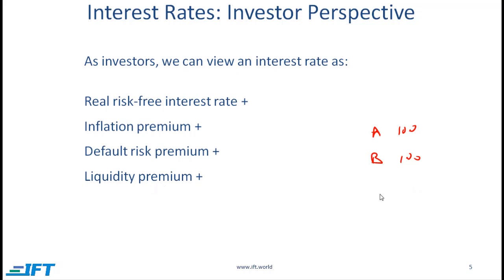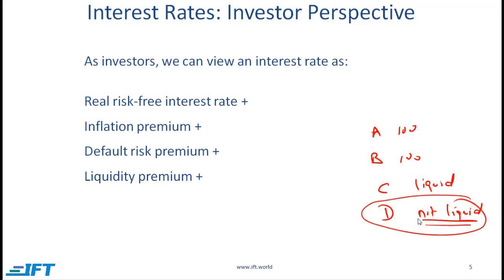Here again, think of two investments, C and D, which are similar in all regards. The only difference is that investment C is liquid, extremely liquid, whereas investment D is not that liquid. Clearly, as an investor, we will demand a higher return on D because it is not liquid. That additional return that we demand is called the liquidity premium. And finally, we have maturity premium.